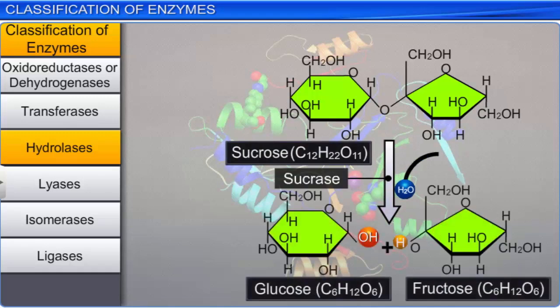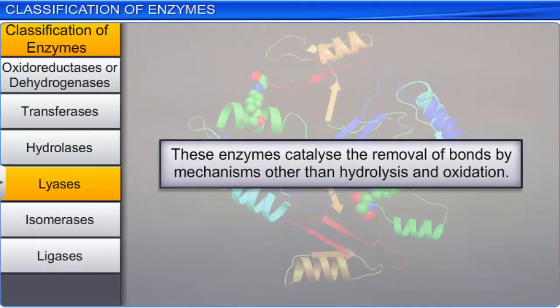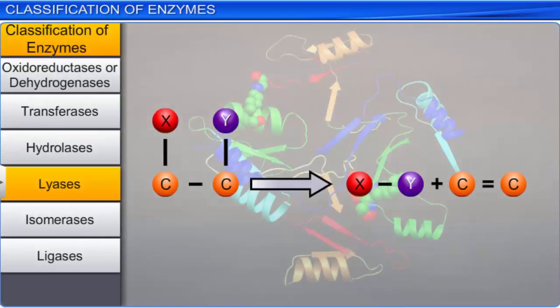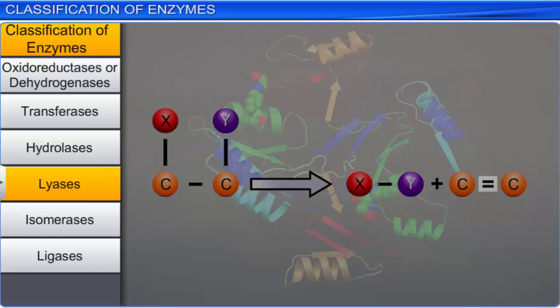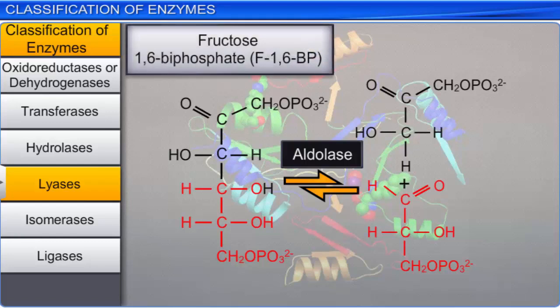Lyases comprise the fourth class of enzymes that catalyze the removal of bonds by mechanisms other than hydrolysis and oxidation. Lyases use mechanisms such as forming double bonds or a new ring structure for catalysis. An example is aldolase, which cleaves the aldol groups in fructose 1,6-bisphosphate and forms dihydroxyacetone phosphate and glyceraldehyde 3-phosphate.